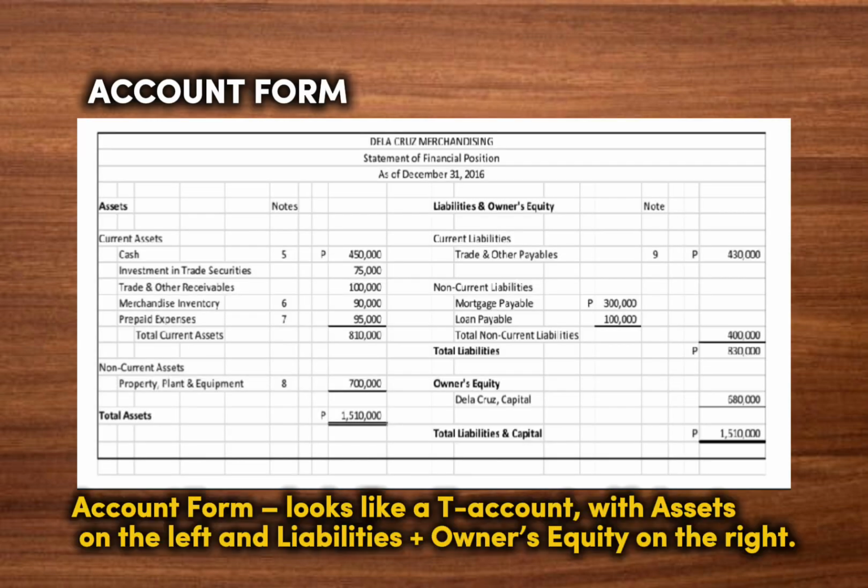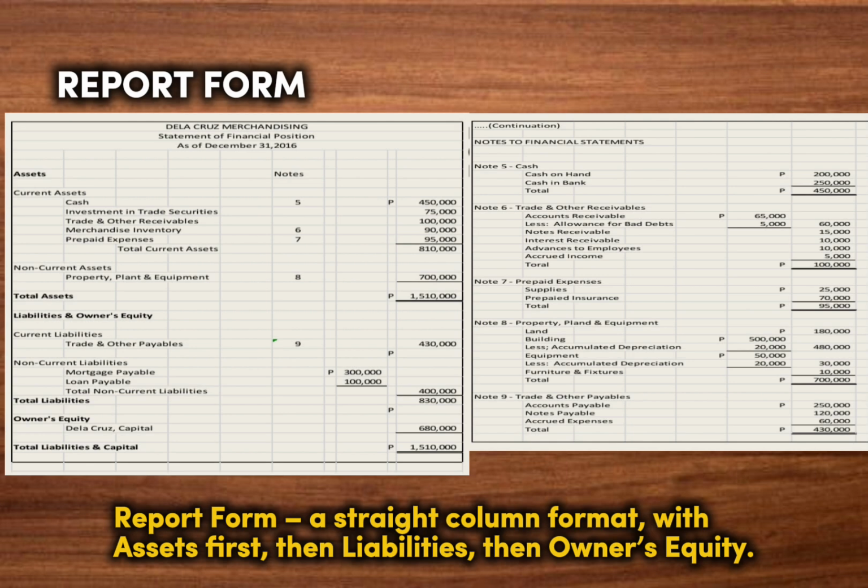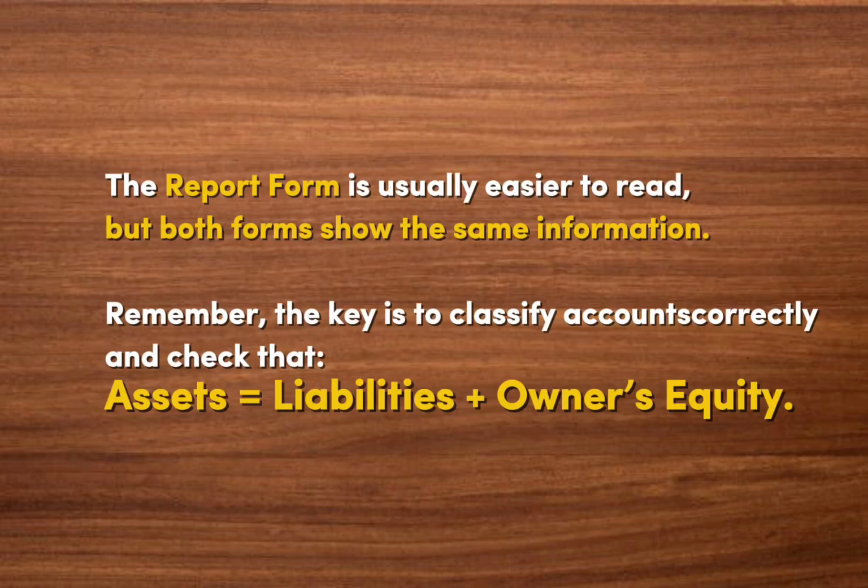We learned that there are two ways to present the balance sheet: an account form that looks like a T account with assets on the left and liabilities plus owner's equity on the right, and the report form, a straight column format with assets first, then liabilities, then owner's equity. Again, the report form is usually easier to read, but both forms show the same information. So remember, the key is to classify accounts correctly and check that the total assets equal the total liabilities plus the total owner's equity.